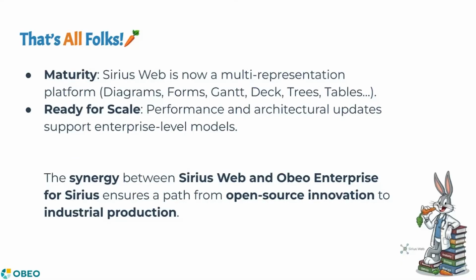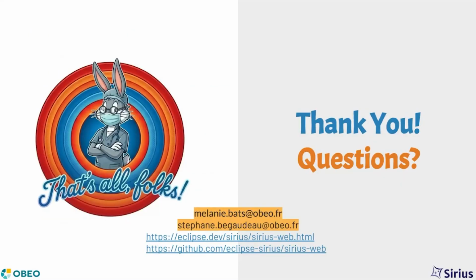To conclude, Sirius Web has reached a new level of maturity. It is now a true multi-representation platform with diagrams, trees, and tables, and it is much better prepared to support enterprise scale models and demanding usage scenarios. And with Obeo Enterprise for Sirius on top of it, there is now a clear path from open source innovation to industrial production. And with that, we've reached the end of the presentation.